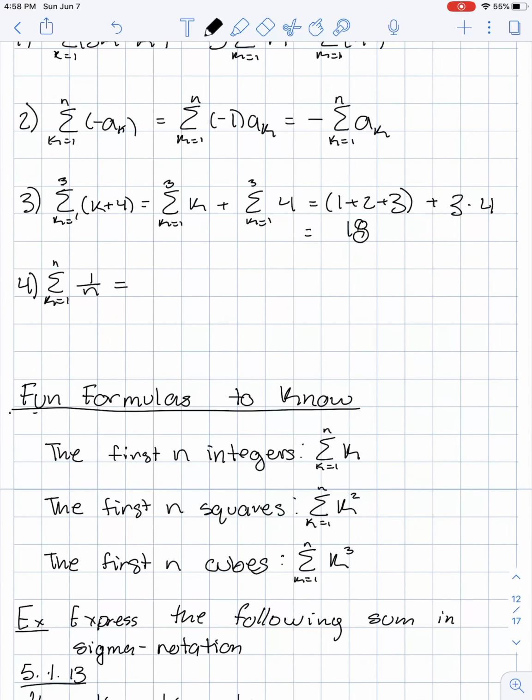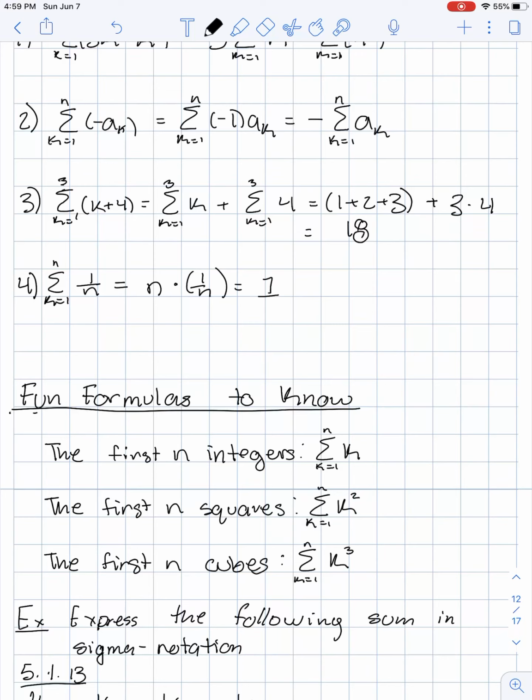So even though number 4 has an n, you're like, oh, that's not a constant. It actually is a constant, because just like we saw on 3, if I have n equals 3, that'll be 1/3 plus 1/3 plus 1/3 added 3 times. So this is actually going to equal n times 1 over n, which actually equals 1. Pretty cool, right? So I'm not going to show you the whole proof of how to get these fun formulas to know, but I would know them.